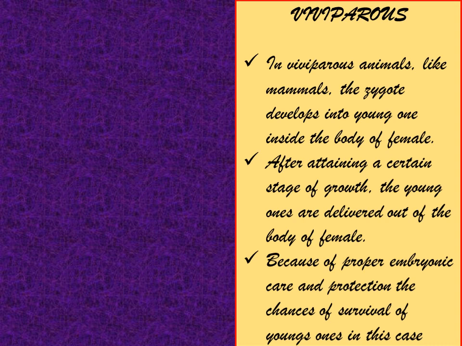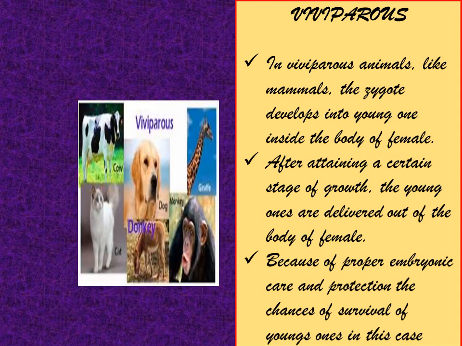Viviparous animals. In viviparous animals like mammals, the zygote develops into a young one inside the body of the female. After attaining a certain stage of growth, the young ones are delivered out of the body of the female. Because of proper embryonic care and protection, the chances of survival of young ones in this case are more.